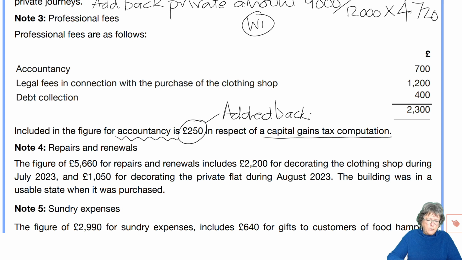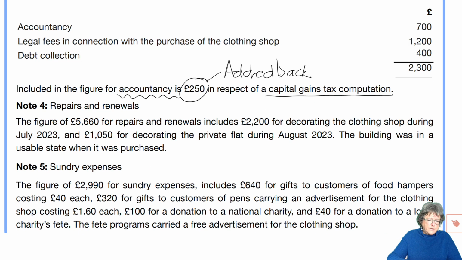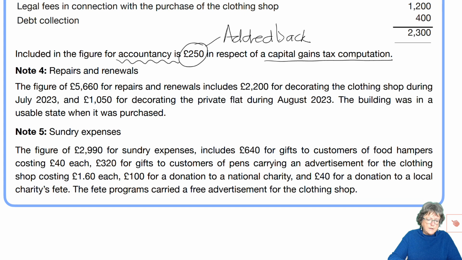Repairs and renewals. There's the figure, 5,660, includes 2,200 for decorating the shop. That's okay. 1,050 for decorating the flat. Okay, we are going to have to add that back.